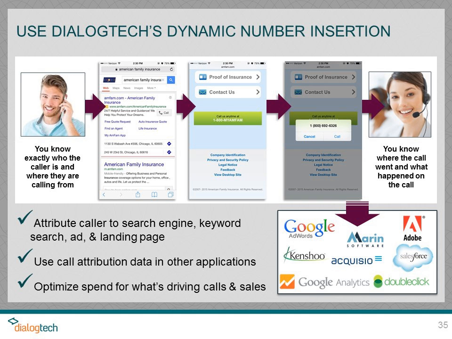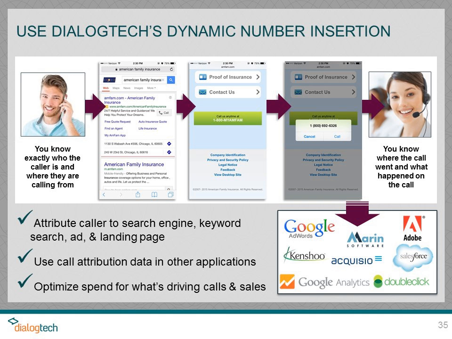Basically, you've got somebody who runs a search, clicks on your paid search ad to visit the site, scrolls around, and triggers a call. When that happens, you'll be able to attribute that call to the search engine, keyword search, ad, and landing page that drove the call. You'll know who that caller is, and you'll know where that caller went, and you'll know what happened on the call.